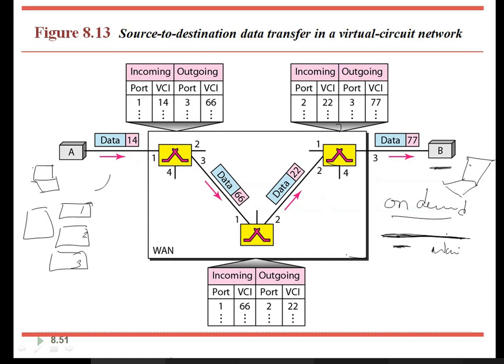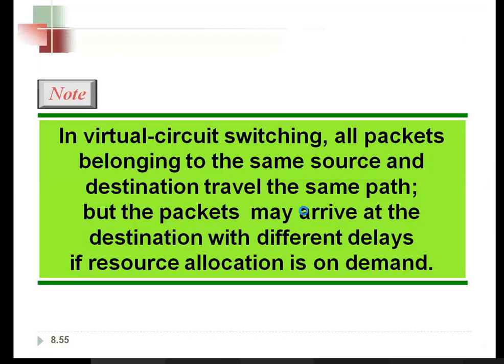So there won't be any waiting time. Whenever the resources are reserved, there is no waiting time, and there is not much delay to move the data from one switch to another switch. But if it is on demand, when the data arrives, it requests the resource, and there may be a delay to reach the destination. Each packet may come with a different delay time because of this waiting time in case the resource is not available. So those are the two important things you need to remember.